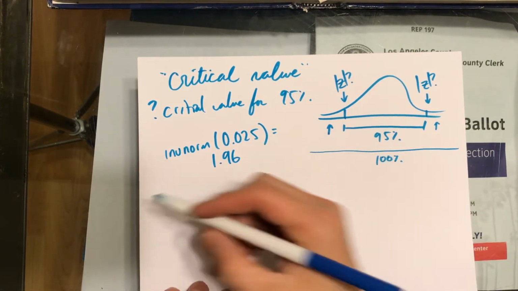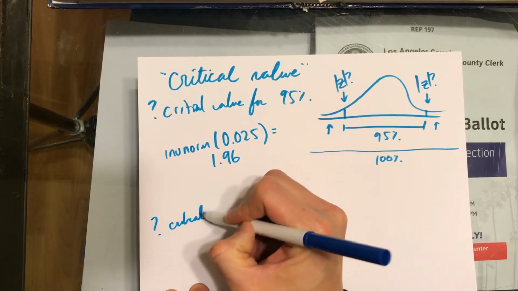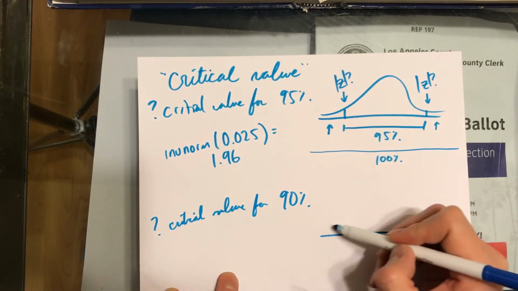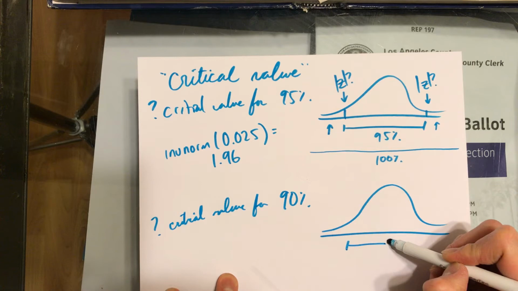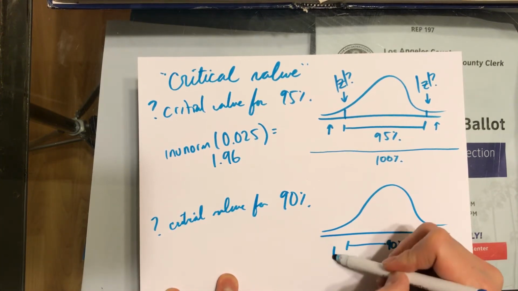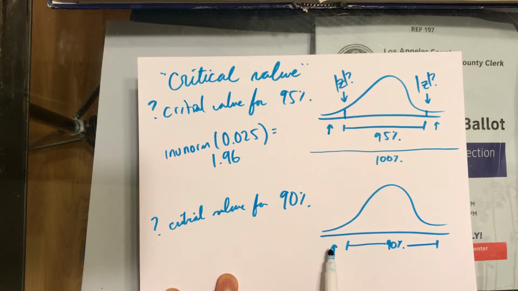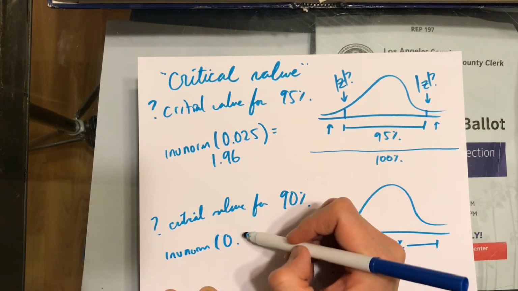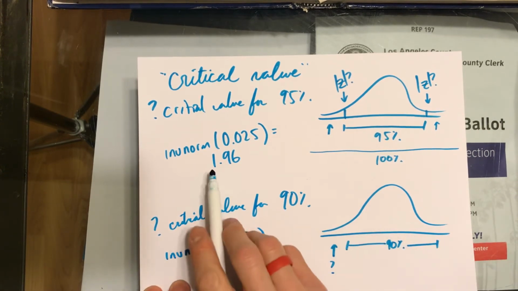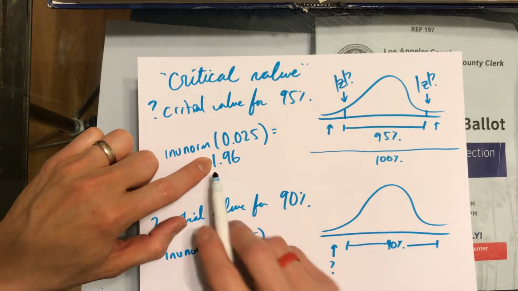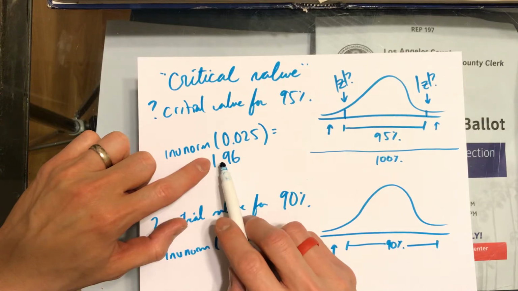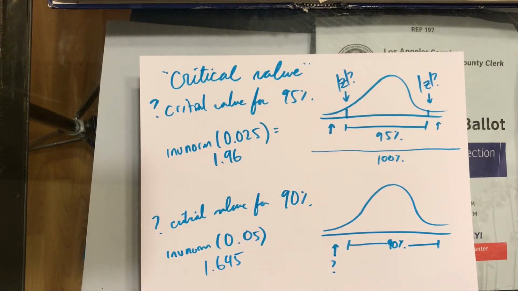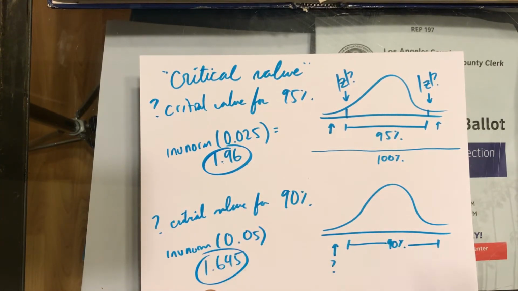In a second, we're gonna do 90%. So let's try it again. Critical value for 90%. So if we want this to be 90% right here, what would this have to be? That would have to be 5%, 5%, right? So you would do inverse norm of 0.05. And oh yeah, you're gonna get a negative value here, right? But we just wanna know the distance from the center, so we just make it positive. So this comes out to 1.645. You can round it right there. Keep these numbers in mind because we're gonna use them for number 12, okay?